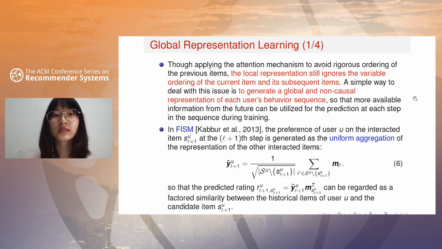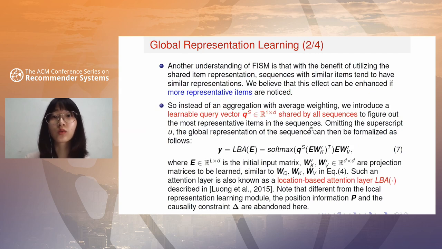Then we notice that the local representation still ignores the variable ordering of the current item and its subsequent items. Inspired by this, we generate a global and non-causal representation of each user's behavior sequence, as FISM does. In FISM, sequences with similar items tend to have similar representations. We believe that this effect can be enhanced if more representative items are noticed.